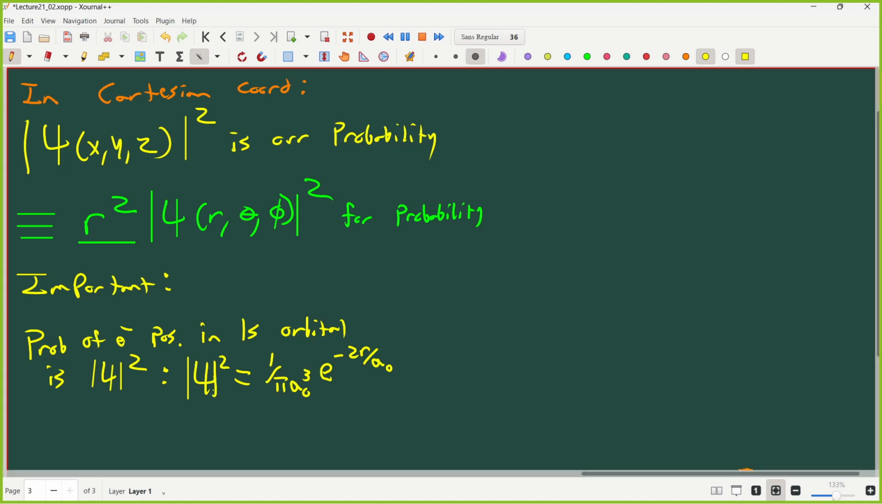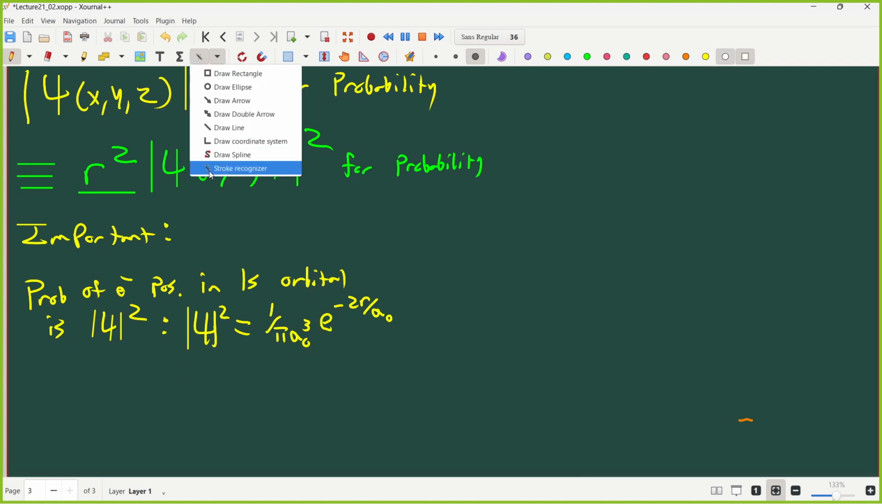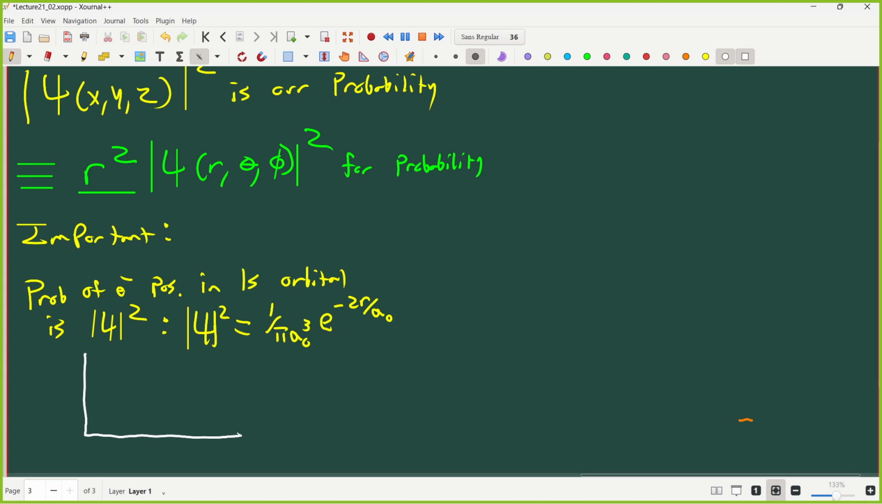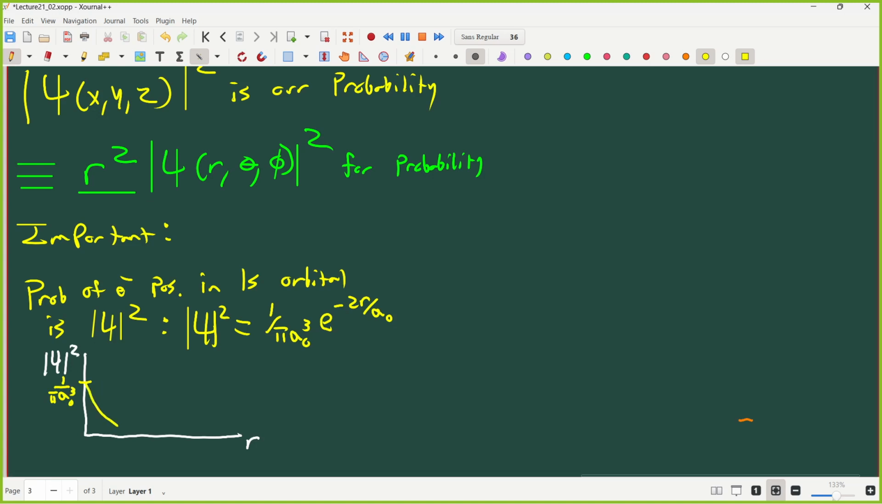If I just take a normal square of it, what does this function look like? What if I plot this as a function of r? Well, the maximum value of this function is at r equals 0. R equals 0 gives me e to the minus 0, which is 1. So the maximum value is at 1 over pi a naught cubed. So the psi squared implies that the most probable location for the electron is at r equals 0, and it decays like this.